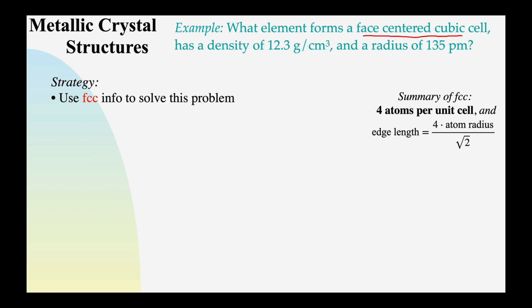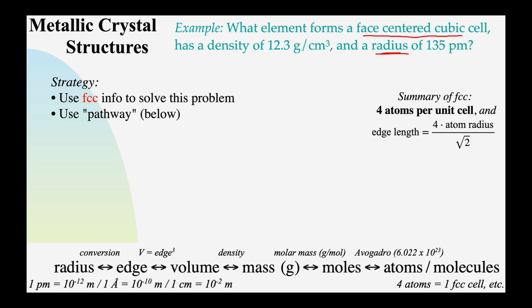And remember, this is our radius, so you can probably see what one of the first steps is we're going to do here in a little bit. You've got to know what to deal with and what FCC means. And FCC, or BCC for that matter, there's two things you need: number of atoms per cell and that edge to radius conversion. The second thing is that this pathway below is what you're going to use on all of these problems, all right? And if you follow this pathway through, it's not going to be too bad.